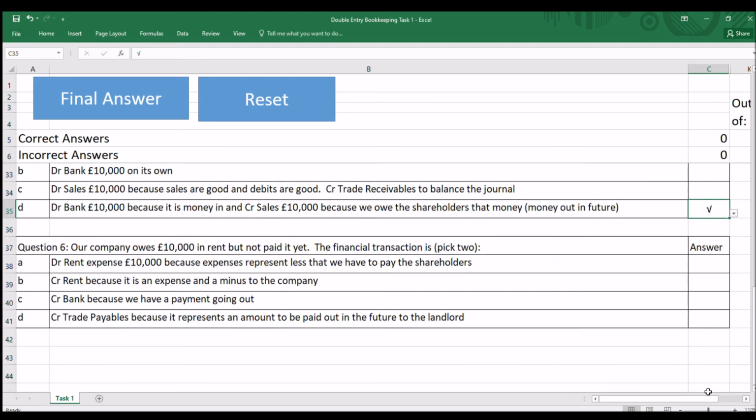Question 6. A company owes £10,000 in rent but has not paid it yet. So it's not paid this amount yet and it owes £10,000 for rent. It's received the invoice. The financial transaction is, pick two of these. Which are the debits and which are the credits?